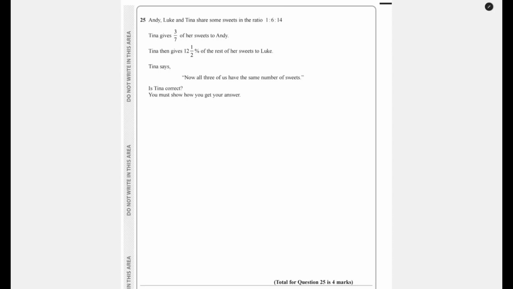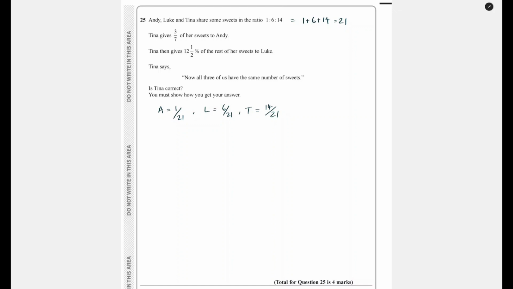Well, we're dealing with ratios, so we need to work out what the total ratio is. So that's equal to 1 plus 6 plus 14, which is 21. So we can say that Andy has 1/21 sweets. Luke has 6/21, and Tina has 14/21 sweets to begin with.